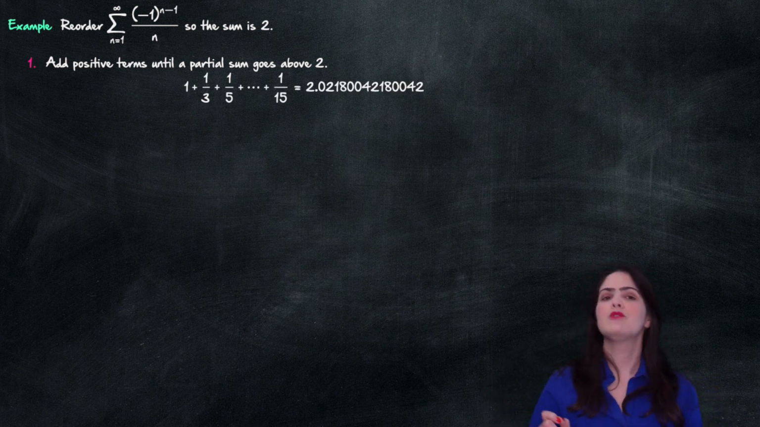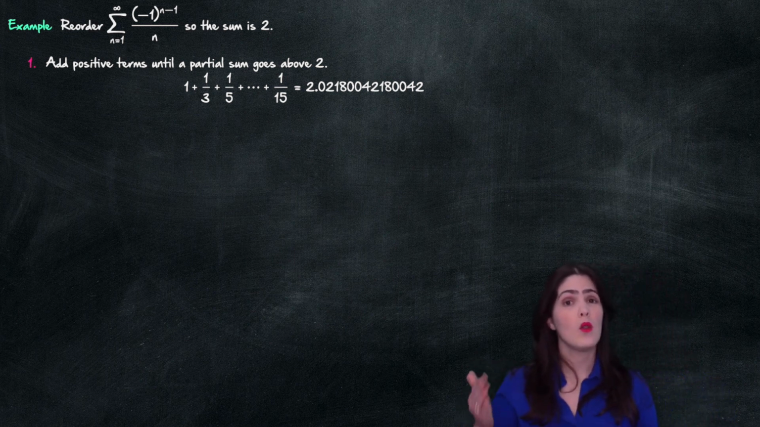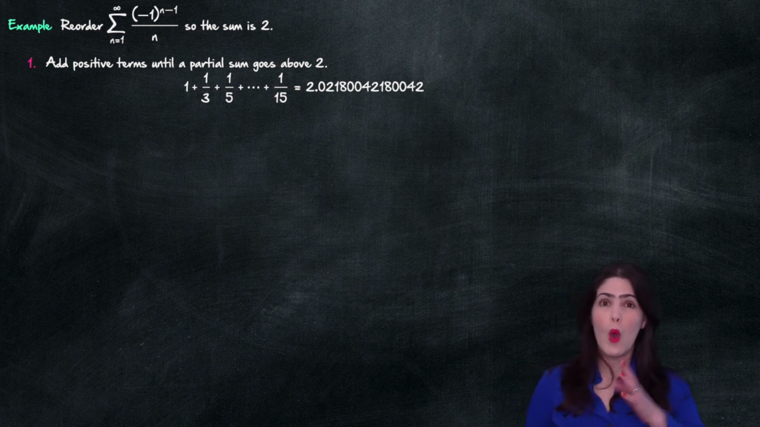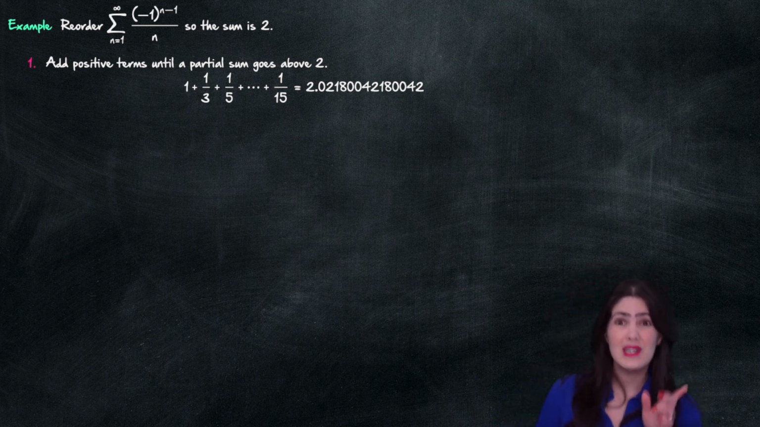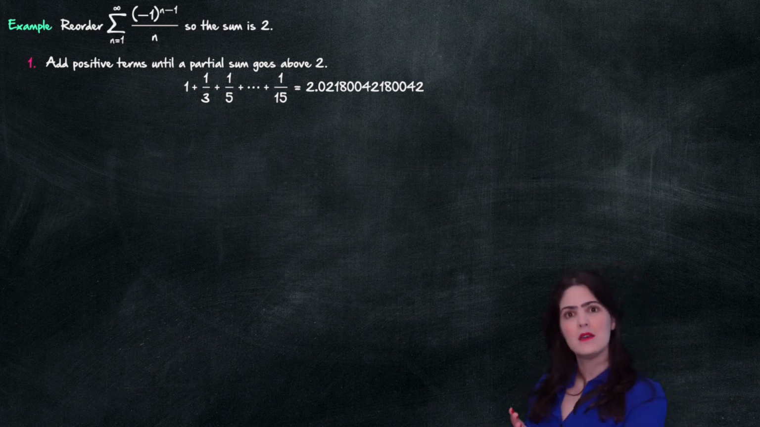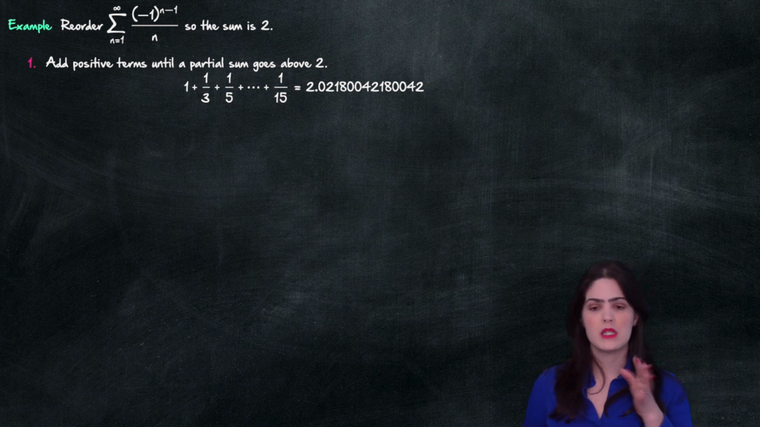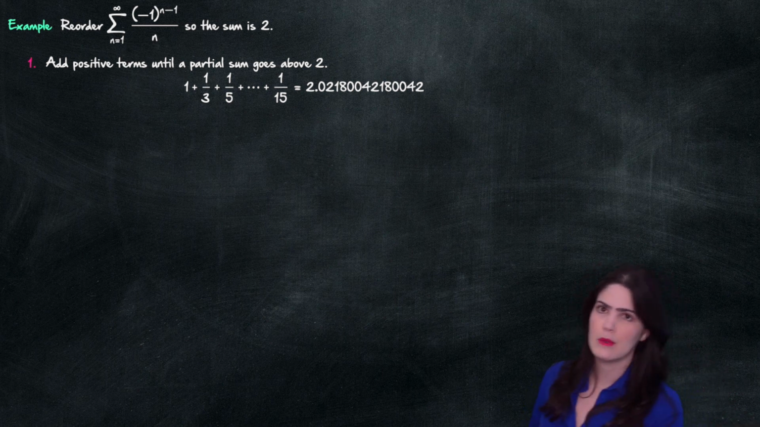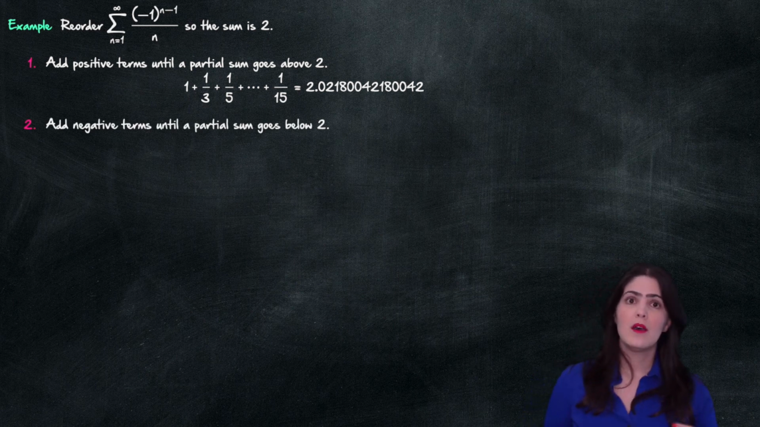So in this case, I have to add 1 plus 1 over 3 plus 1 over 5, up to 1 over 15. If you do up to 1 over 13, that's still less than 2, so you really need to add the 1 over 15 to get this number here, 2.0218, and so on. Okay, now we're going to add negative terms until the partial sum is just below 2.